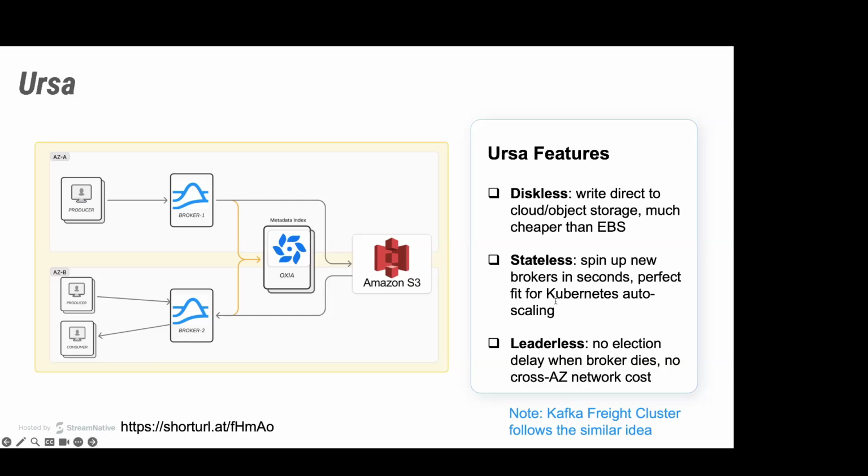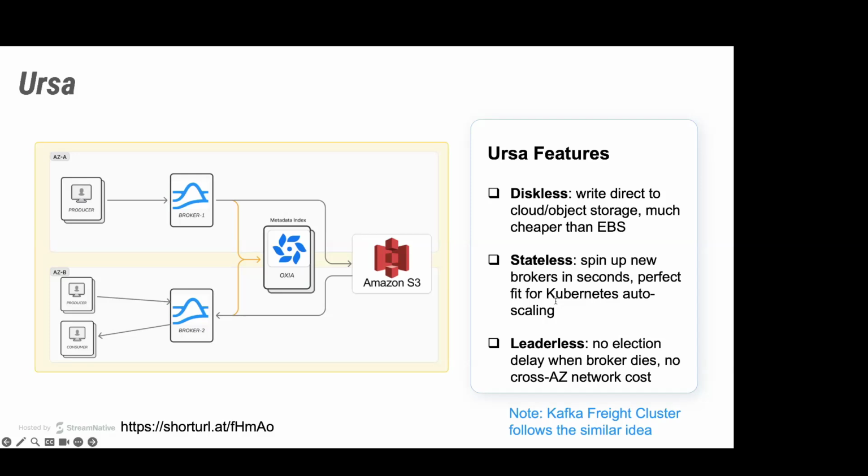Ursa writes directly to the object storage, no local disk. Brokers are stateless and diskless. You can launch new ones instantly. Moreover, it's leaderless. No elections, no failover delays. The client just talks to the broker in the same AZ. So there is no cross-AZ traffic between the client and broker. This is quite different from Kafka and Pulsar.